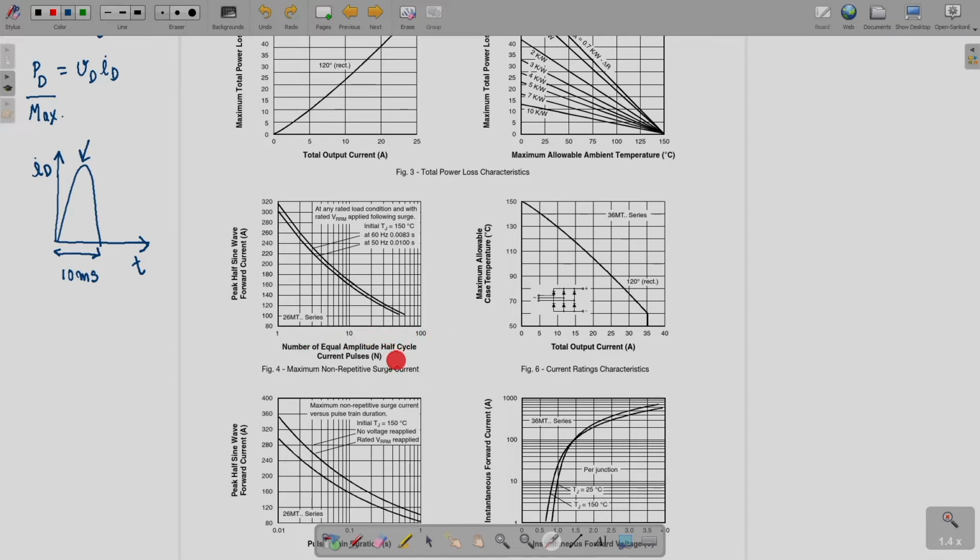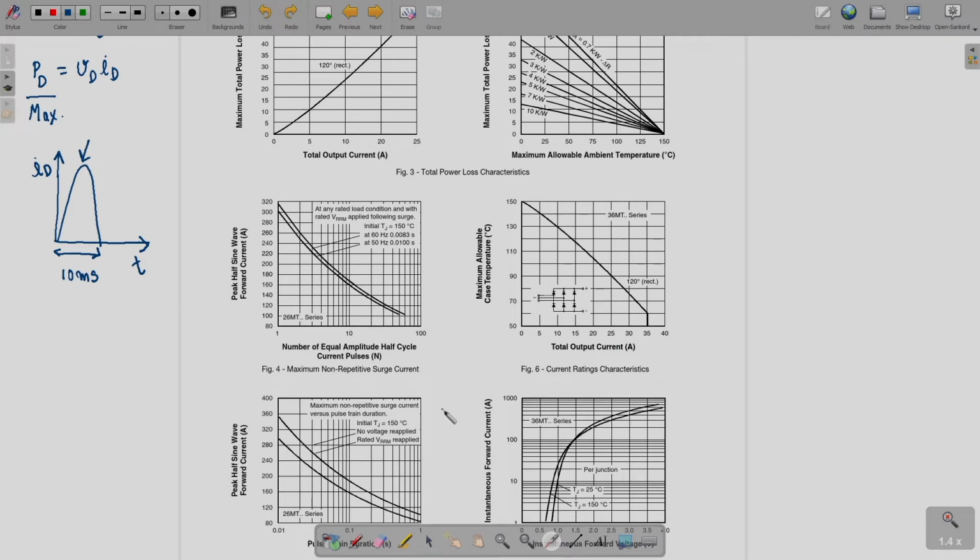So, if you provide more pulses, the peak half sine wave forward current, that means the surge current that it can withstand, is going to reduce. Okay, that is what it is showing, and it is given for two frequencies, 60 hertz and 50 hertz.